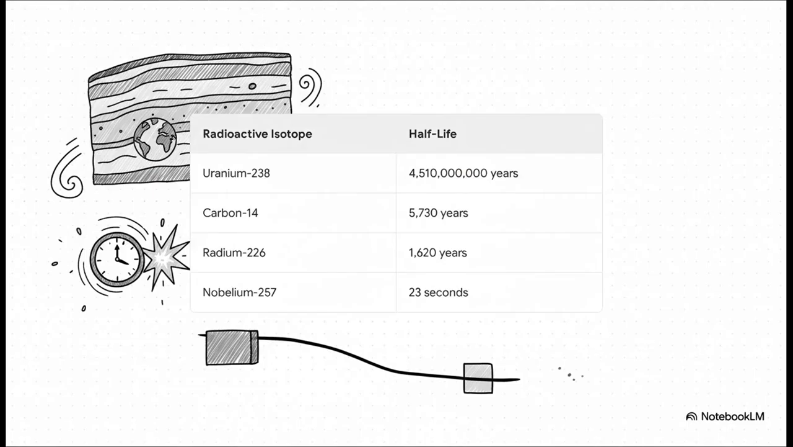And just look at the absolutely wild range of half-lives out there. You've got uranium-238, which takes 4.5 billion years for half of it to disappear. That's literally how scientists figure out how old the Earth is. And then you have something like nobelium-257 over here, with a half-life of just 23 seconds. It's basically gone in the blink of an eye.